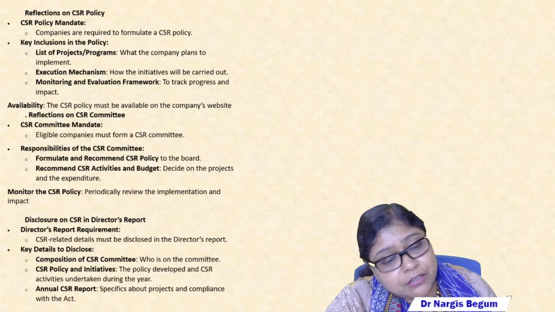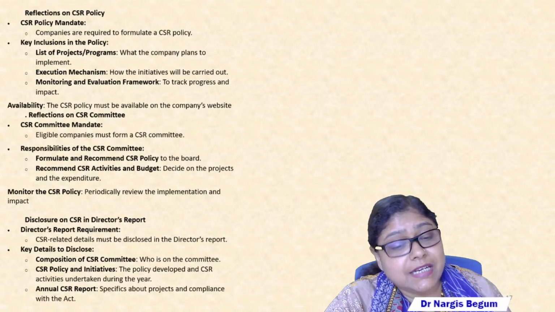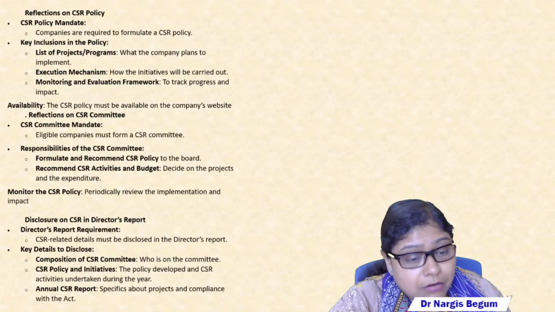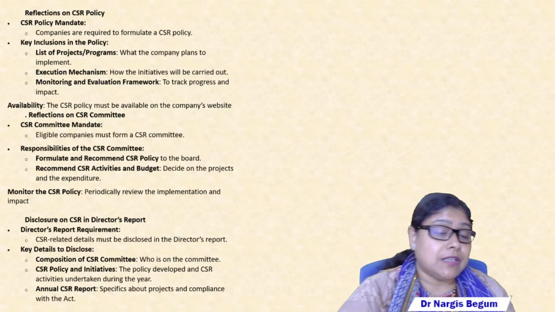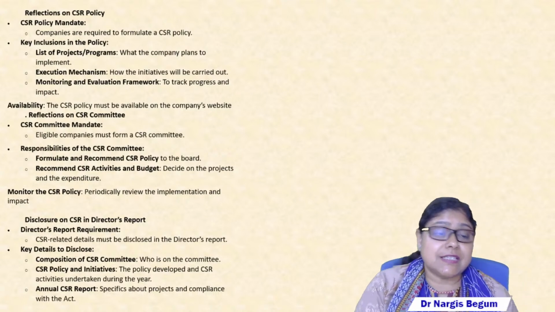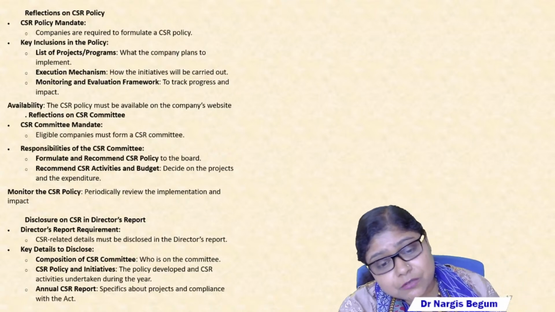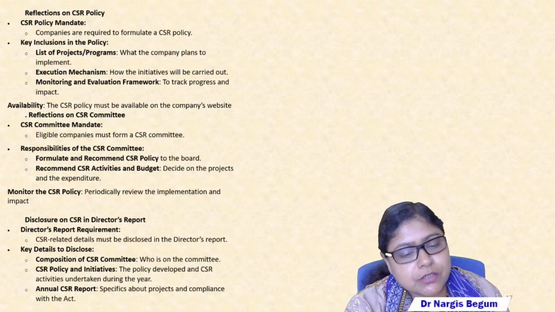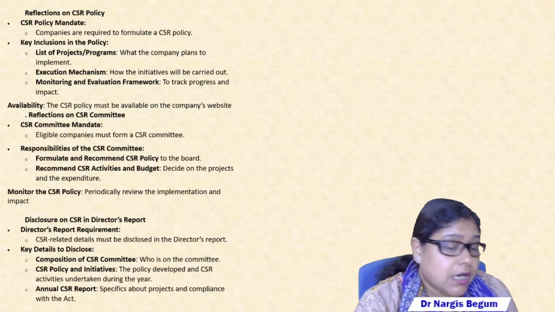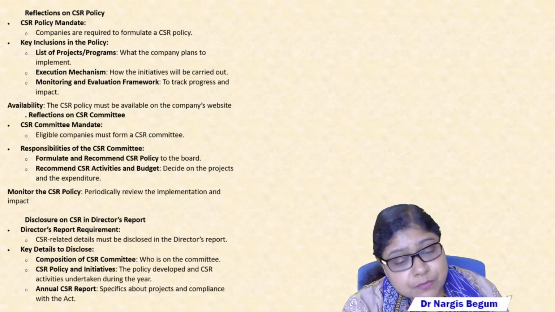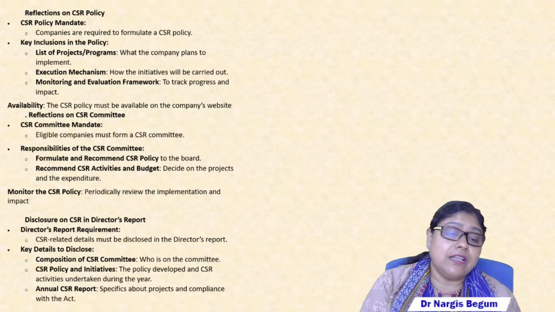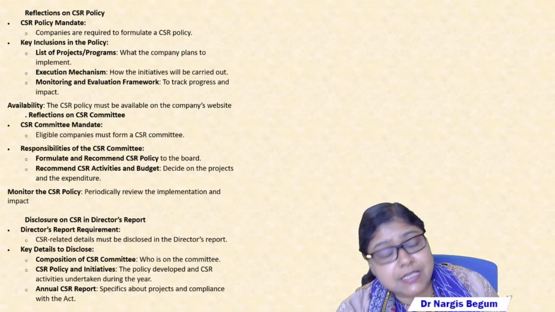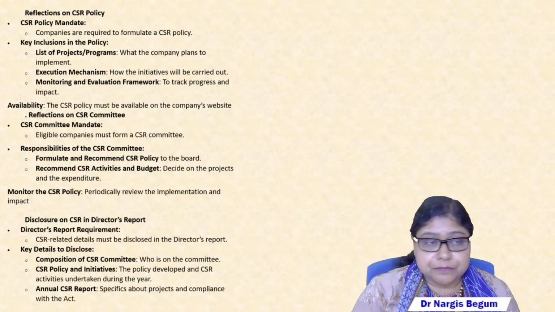So how can we do it? We can do it through discussion on CSR in director's report. That is, we need to go for understanding how can we do it, how can we get it. Now we need to understand the requirement of the director's report. That is, the CSR related details must be disclosed in the director's report. So what are the key details? One is the composition of the CSR committee, who is on the committee. Company CSR policy and initiatives, this policy developed and the CSR activities undertaken during the year should be identified. Annual CSR report, it specifies about the projects and the compliance with the act.